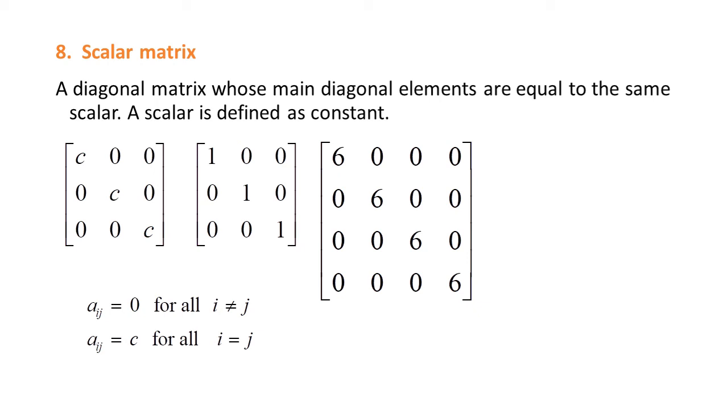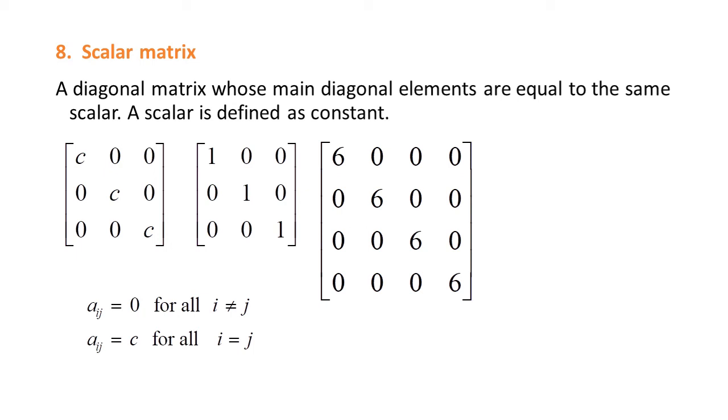The second example, we see a diagonal matrix. We see 1, 1, 1. All elements above and below the diagonal are 0. Therefore, it is also an example for a scalar matrix, and it is also an identity matrix.